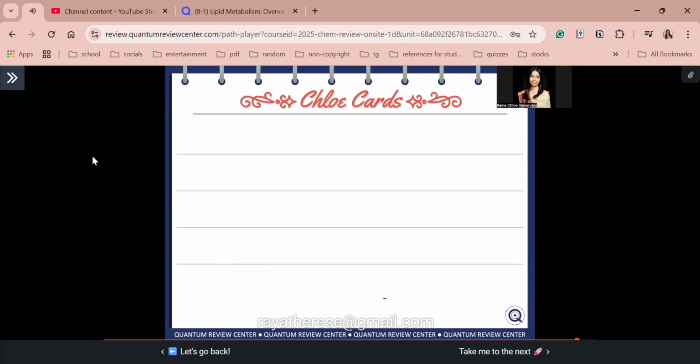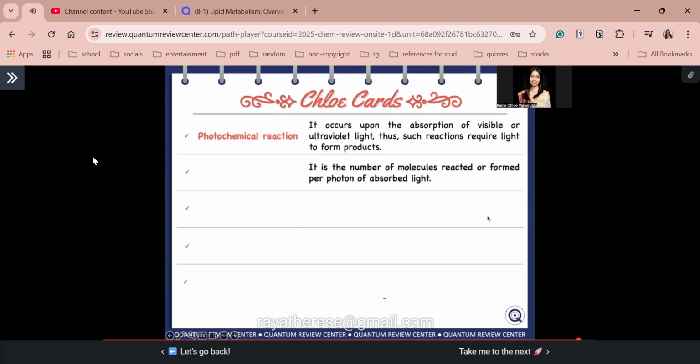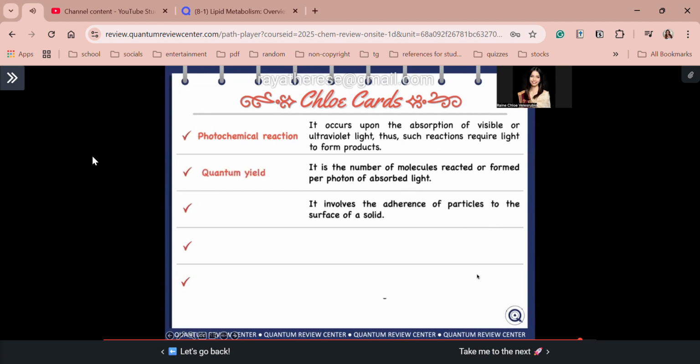Okay? So, sagutan nyo guys. Ayan, number 1. It occurs upon absorption of visible or ultraviolet light. Thus, such reactions require light to form products. Yes, that is your photochemical reaction. Next, it is the number of molecules reacted or formed per photon of absorbed light. Any guess? Ayan. Tama. This is the quantum yield. Next, it involves adherence of particles to the surface of solid.